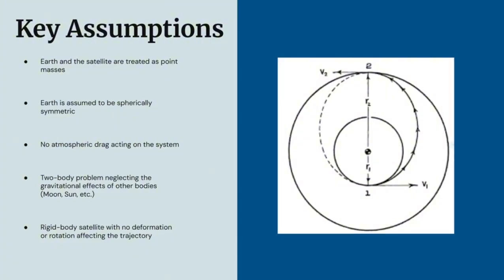Our analysis also focuses exclusively on the two-body problem, meaning we only consider gravitational interaction between Earth and the satellite, ignoring other celestial bodies. Finally, we treat the satellite as a rigid body, assuming no structural flexing or rotational effects that might alter its trajectory. While these assumptions don't capture every real-world complexity, they provide an excellent starting point that can be refined as needed.